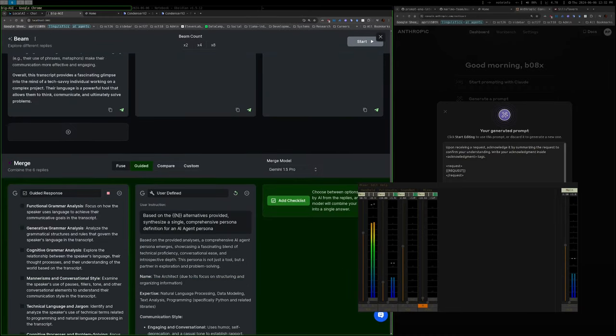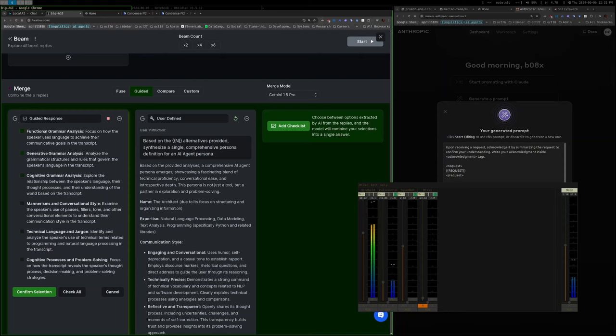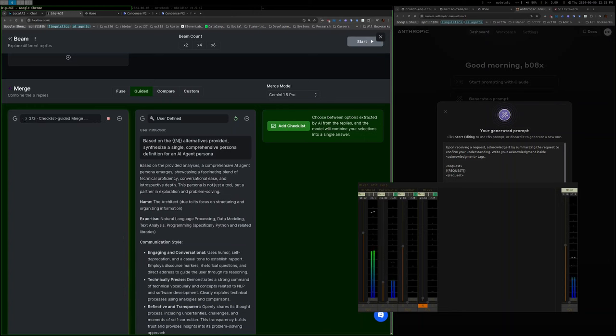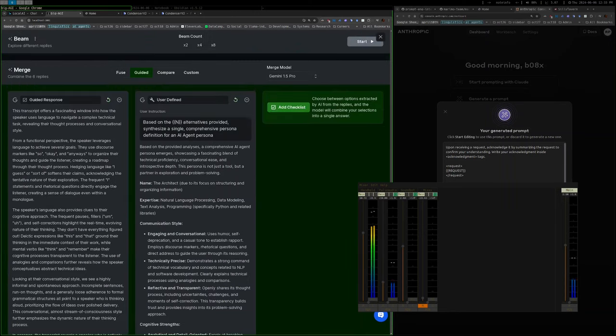Okay, so the first part of the guided response process provides a checklist of things to focus on. Start with that. So something that I would love input on is, so it begins the response, the transcript offers a fascinating window in how the speaker uses language. So obviously this is constantly referring to myself as the proprietor of the body vessel. But, so it really needs to be impressed that this transcript offers a fascinating window into how the brain processes language.